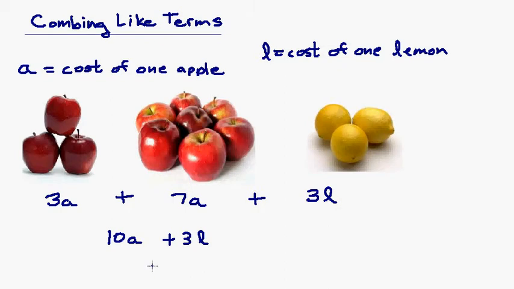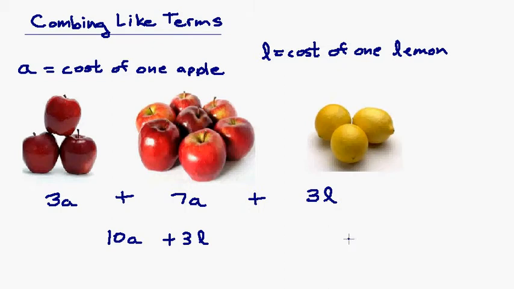The idea of a like term is that the variables are the same. The 10A represents a term and the 3L represents a term. They are not like terms because one has an A and one has an L. And I think visualizing that this A stands for something like the cost of an apple and the L stands for something like the cost of a lemon really helps you to see why you can't combine those together. It makes perfect sense. It's not going to be 13 times anything because the cost of the apple is different than the cost of the lemon.